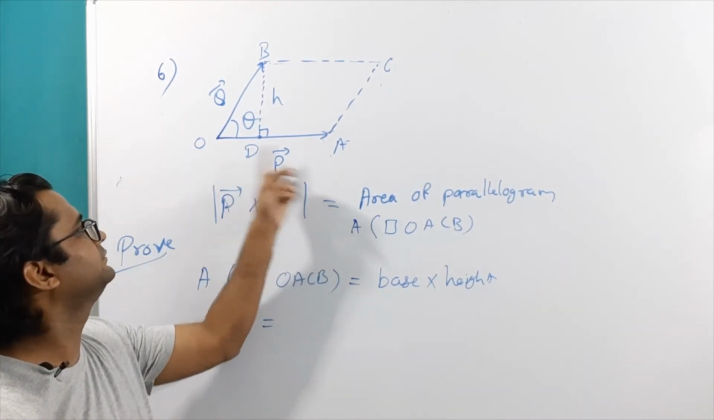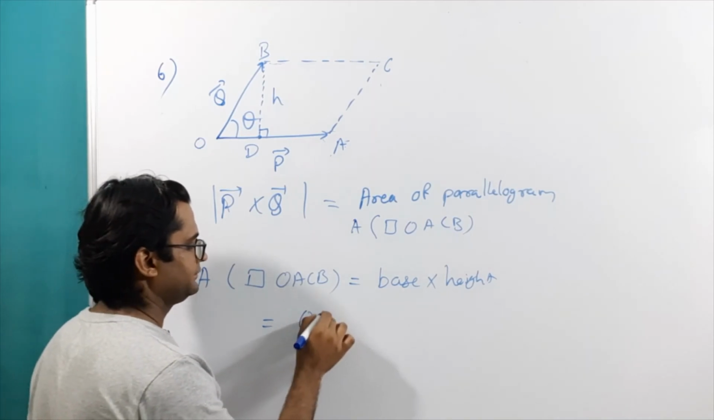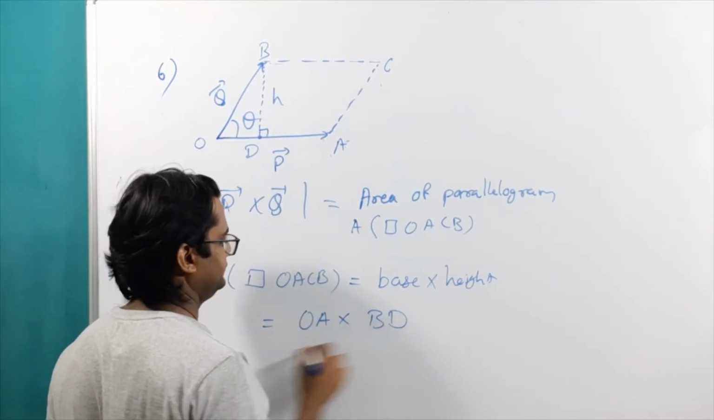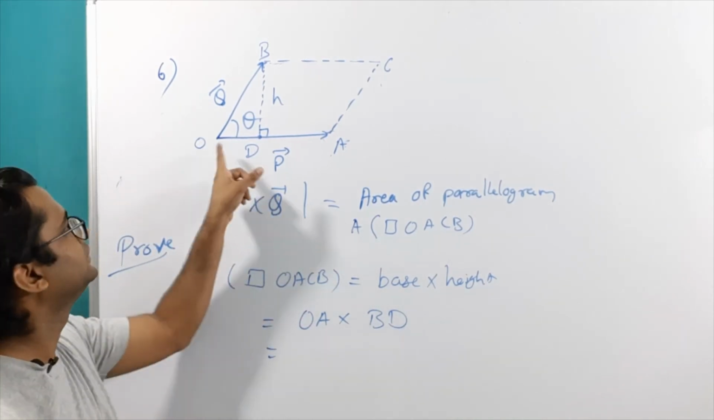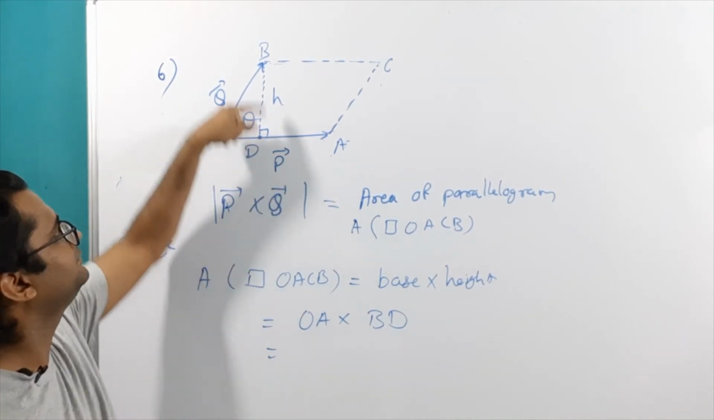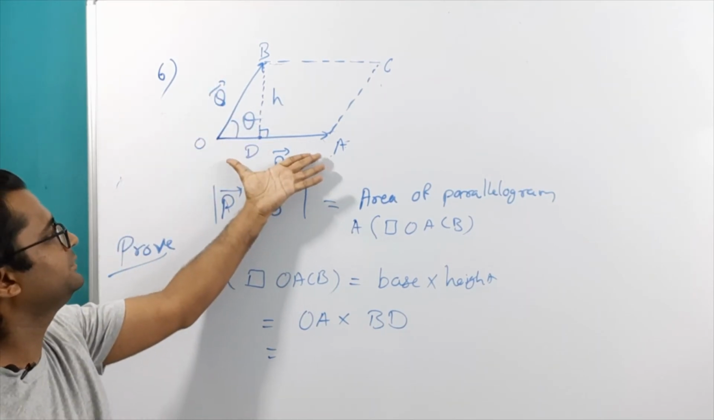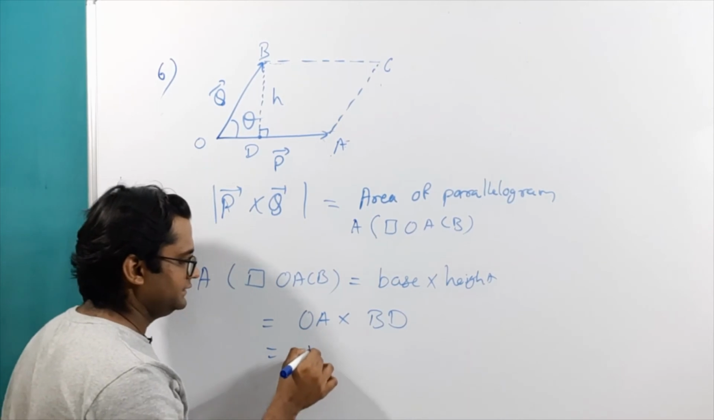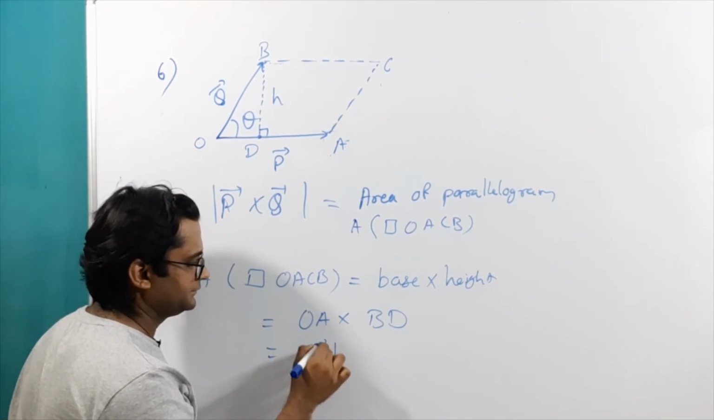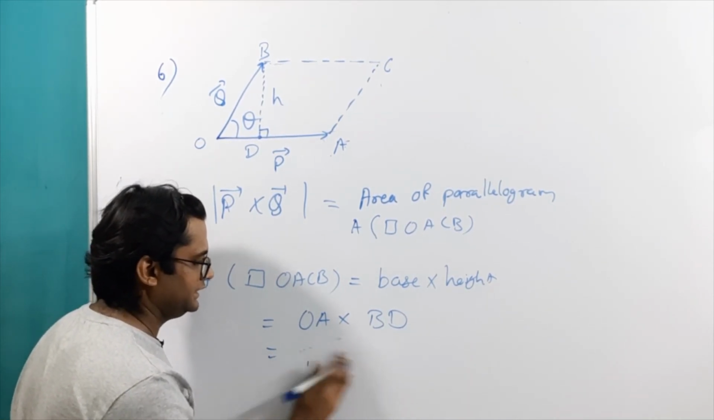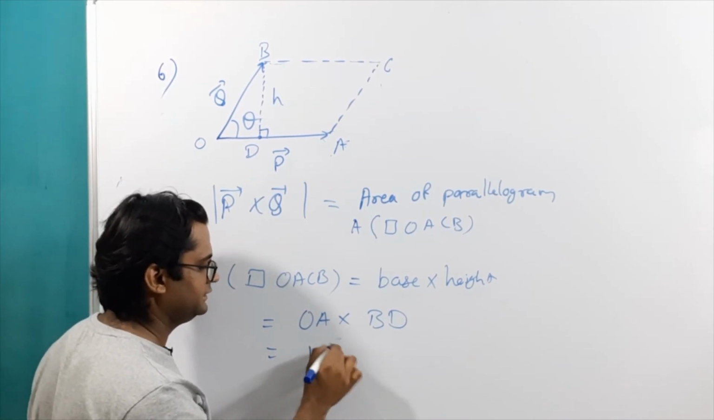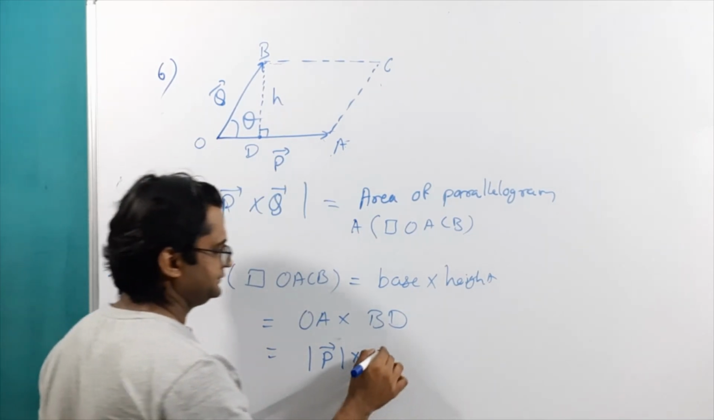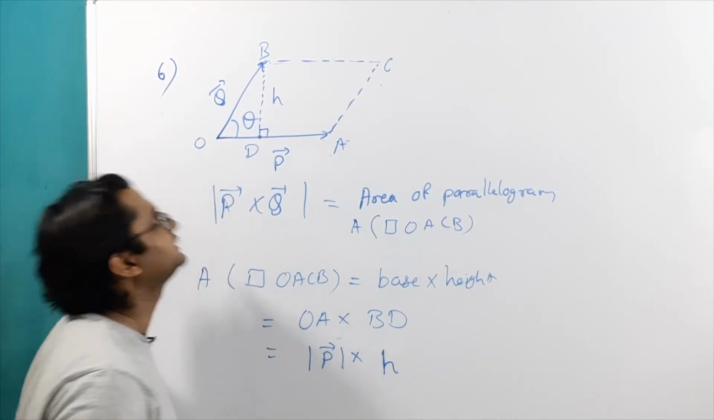So what is the base length? Base length is OA. And what is height? Height is BD. Now look at the diagram. OA is base, BD is height. The length of base is equal to the magnitude of vector P. Can we write this OA as magnitude of vector P? Yes, we can write it. What about BD? BD is my height H.